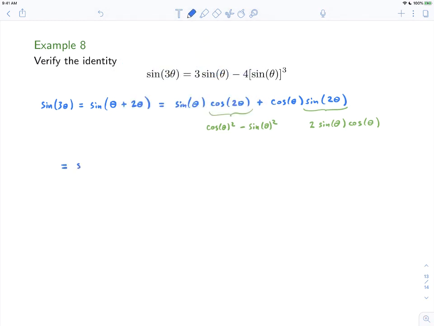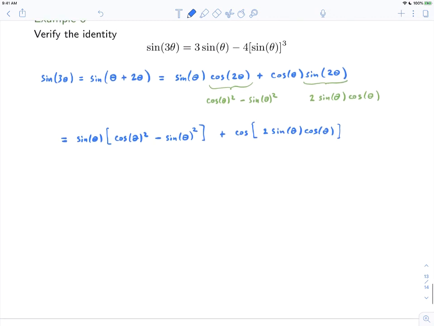So far we have sine of theta times cosine. I'm just rewriting what we have here, all on one line. Plus cosine, and everything that's in green I'm just writing in brackets: 2 times sine of theta times cosine of theta. Okay, let me just fix that bracket. There we go. So let's distribute. By the way, there's a theta here. That's cosine of theta. Okay, so let's distribute the sine.